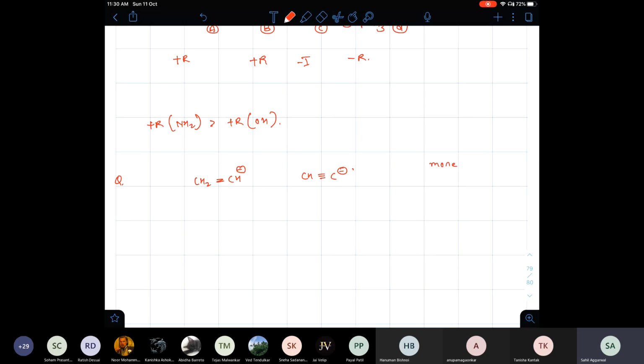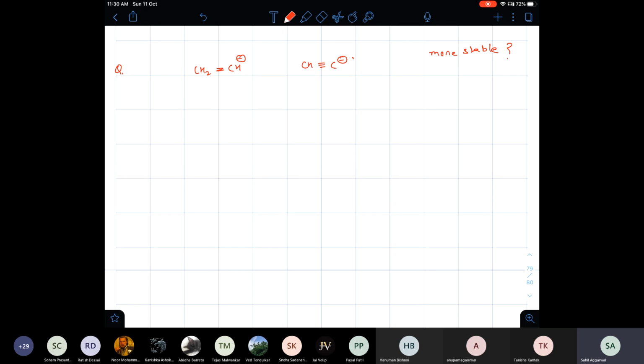Which one is more stable? A or B? This is sp hybridized. This is sp2 hybridized. This is more electronegative. This is less electronegative. So B will be better than A. Very good.